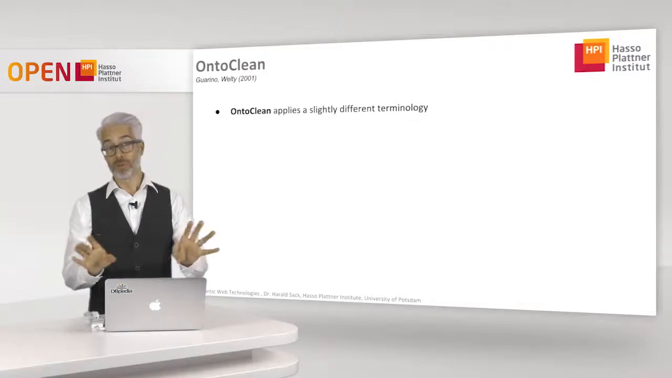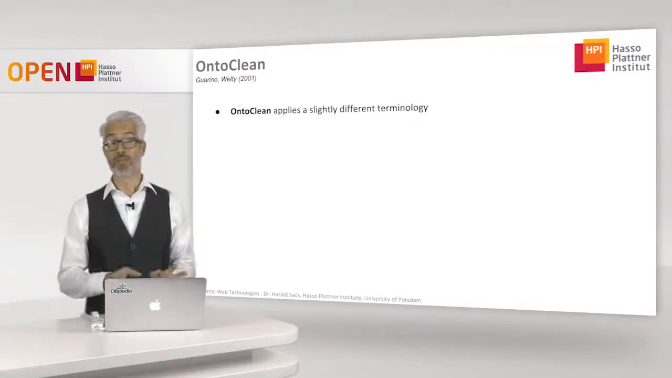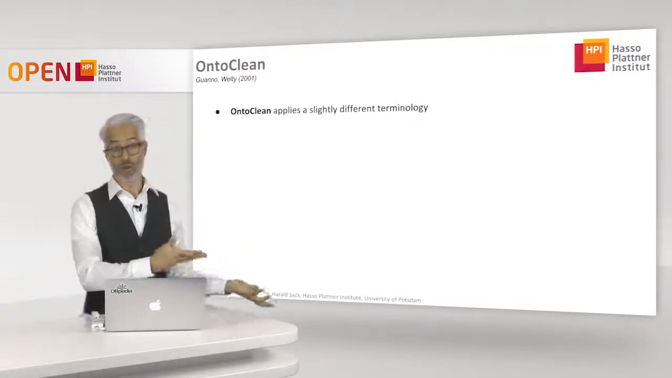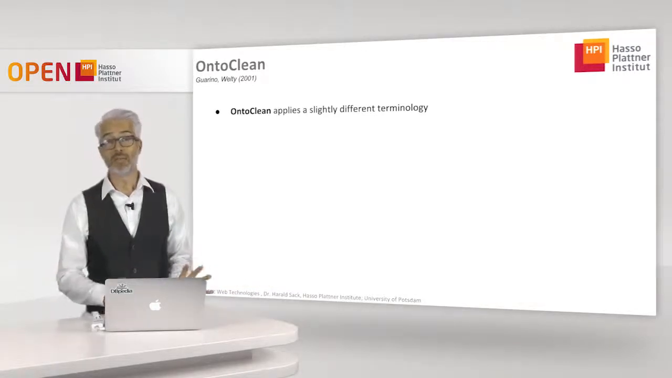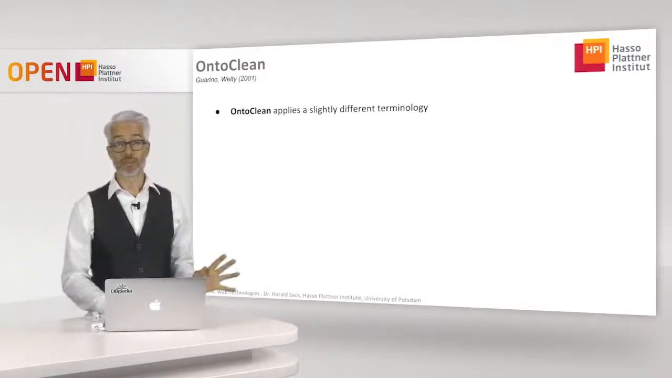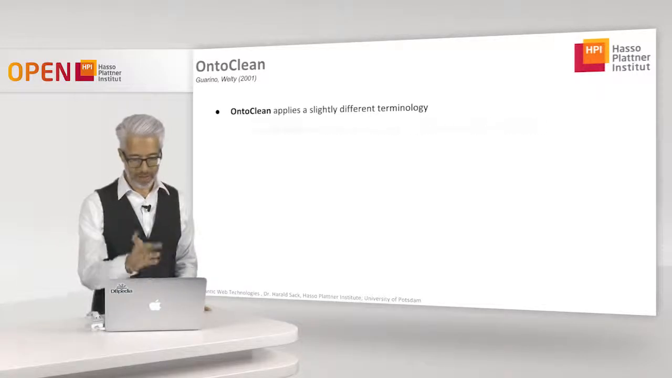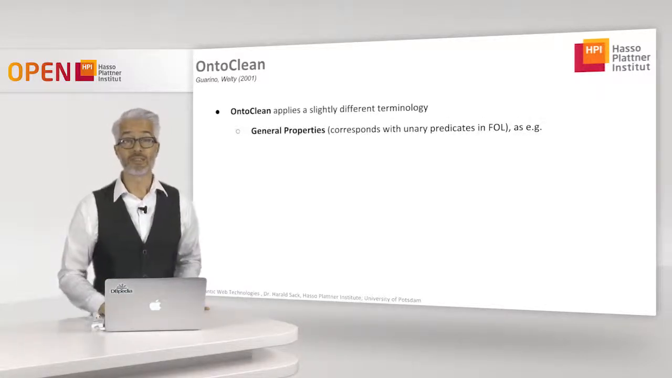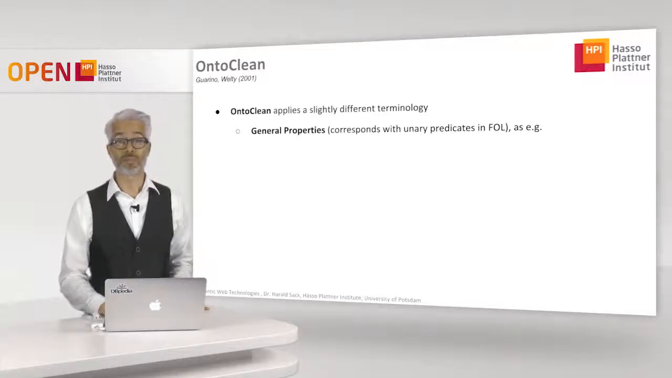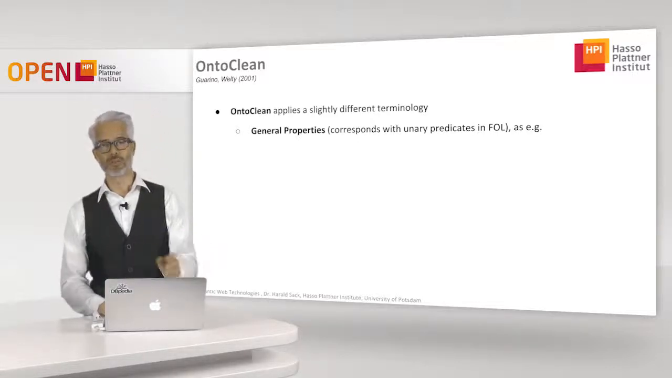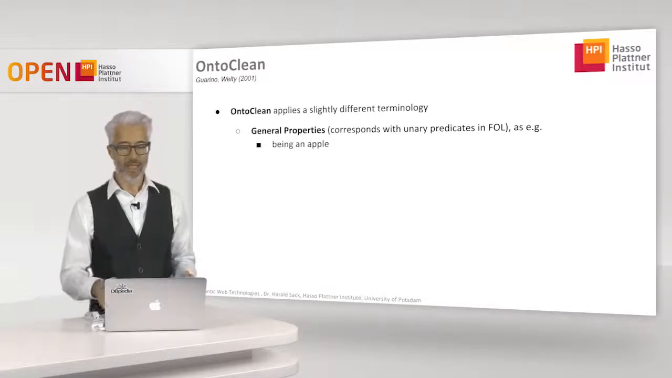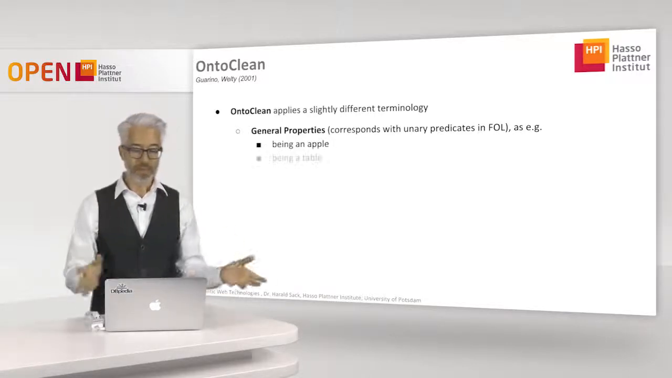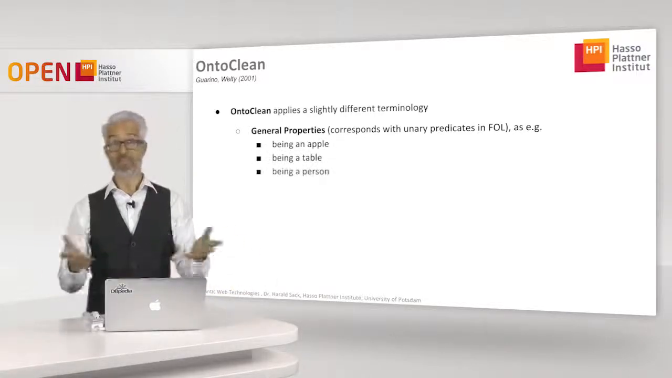One of the problems of OntoClean is that it was developed a long time ago, even before OWL, for example. Therefore, it uses a slightly different terminology, but this shouldn't confuse you. I will sum it up for you here. Instead of classes, OntoClean speaks of so-called general properties. They correspond to unary predicates in first-order logic, like being an apple, being a table, or being a person.